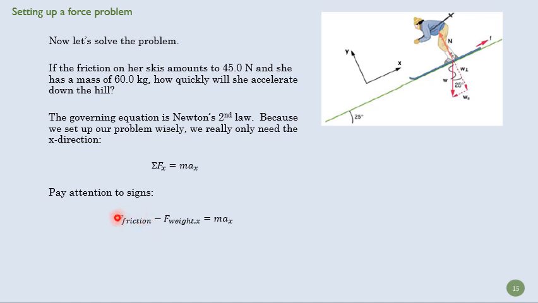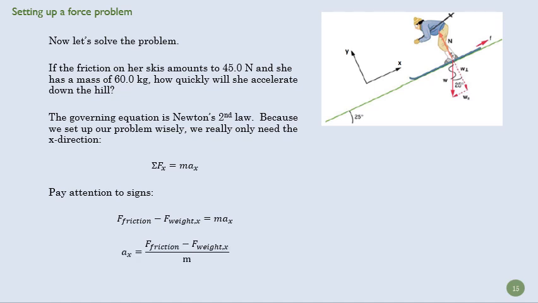So force friction is positive. And then the force weight in the x direction is negative, is pointing down the hill. Now that's equal to the mass times the acceleration in the x direction. Okay, so here you can see basically if this is bigger than this, we're going to accelerate in the x direction. If they're equal to each other, then this will be equal to 0, and since mass can't be 0, acceleration would have to be 0.